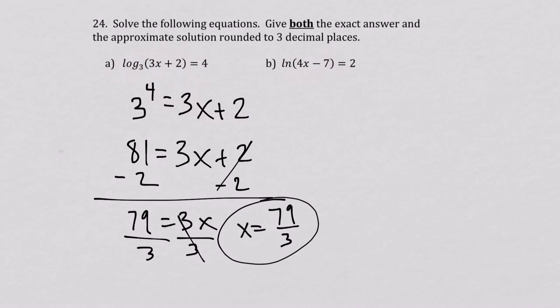3 doesn't go into 79, so you can leave it like that, or you could round it to approximately 26.3. And 3 is going to keep repeating, so let's just leave it like that, 26.3.